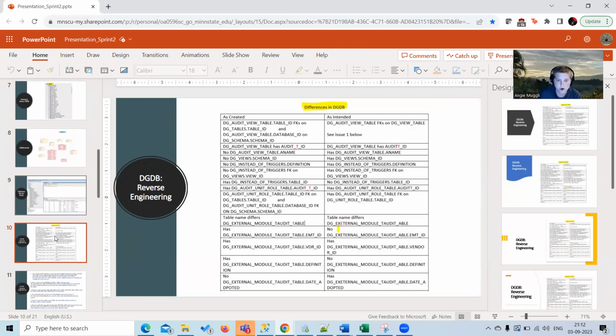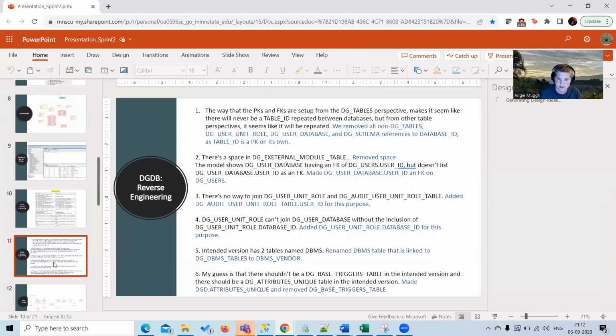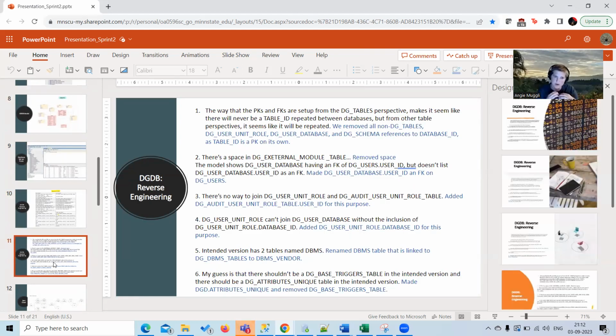Next would be the differences in what DGDB has created and what was intended. We found 4.25 pages of changes that we needed to figure out. So there were a lot of little bits of how we were going to handle this, like on the next slide, where we had to decide what we were going to do here.